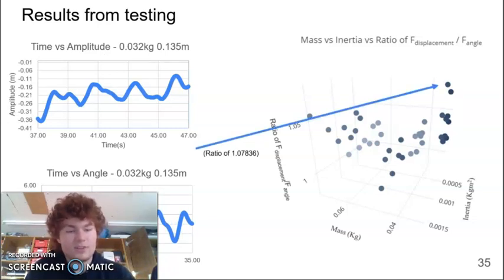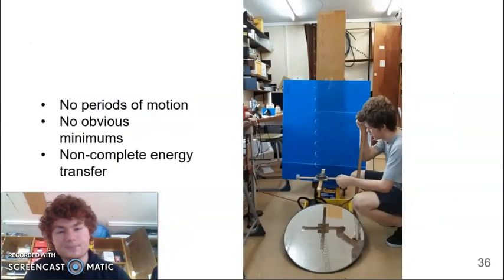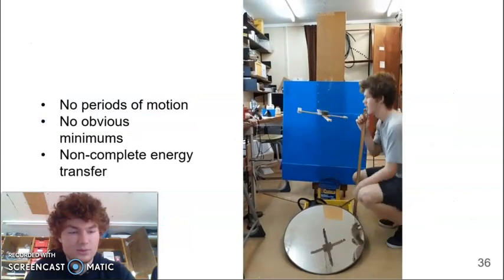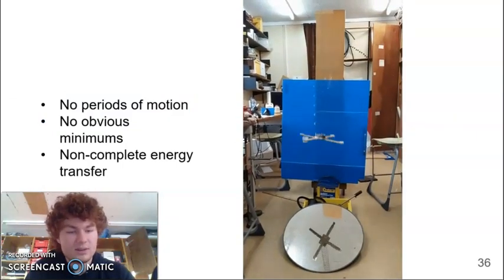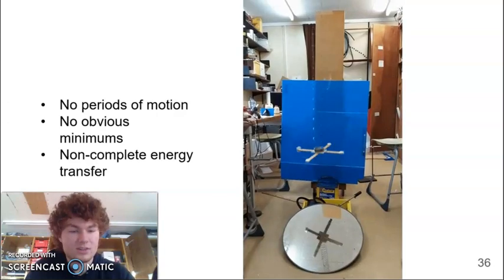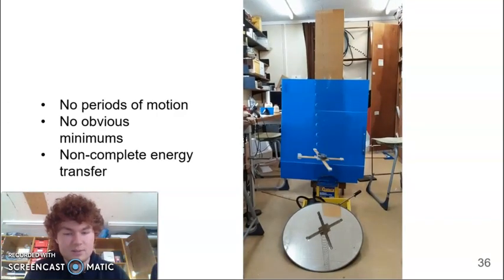Again, no obvious minimums that create the periods of motion and indicate slow, complete energy transfer. Here is an example of a badly tuned Wilberforce pendulum. You can see that there are no obvious points where one axis of motion is at a minimum and the other is at a maximum.